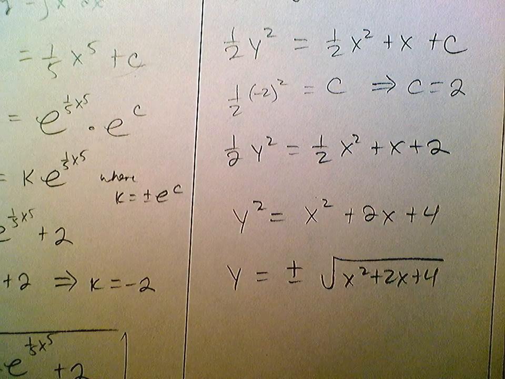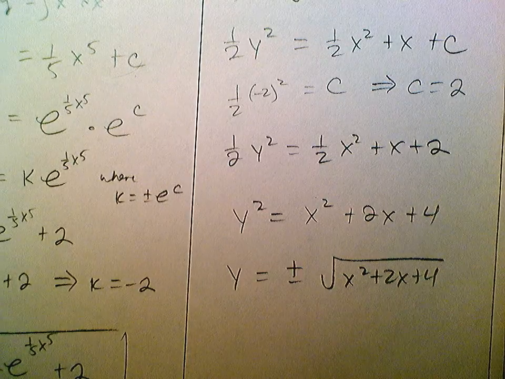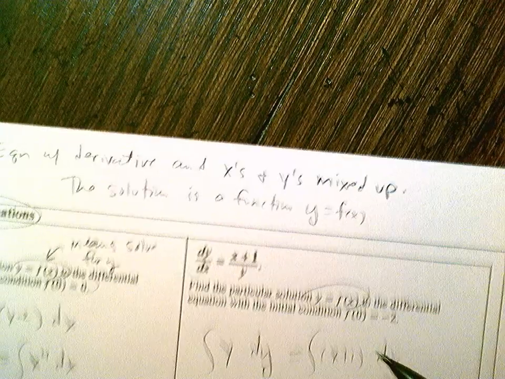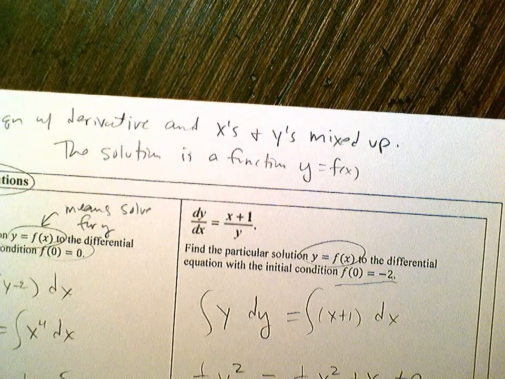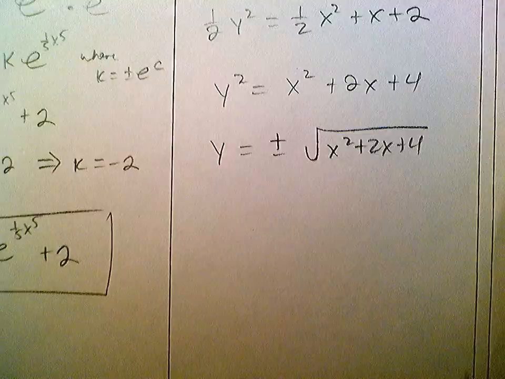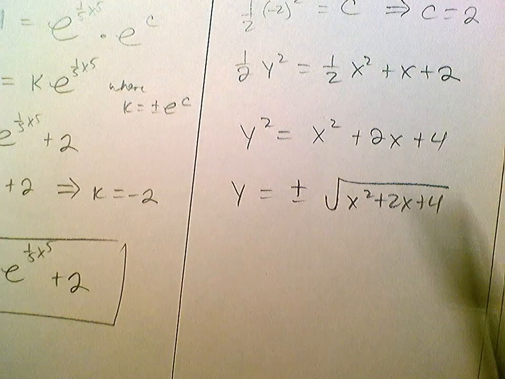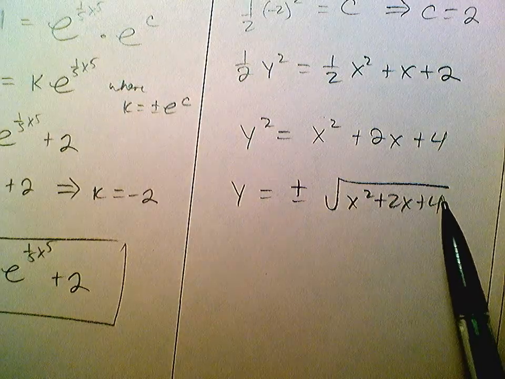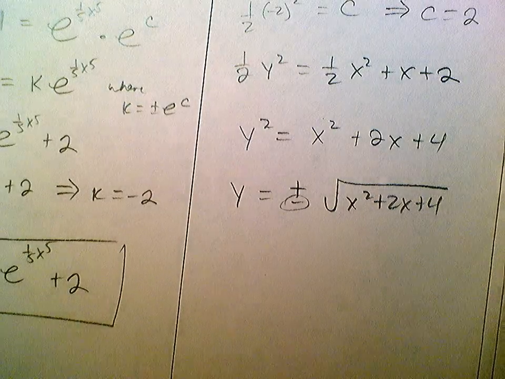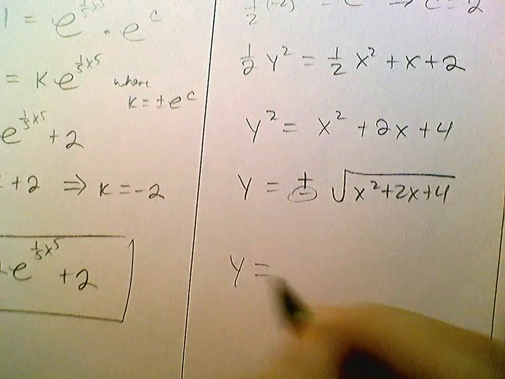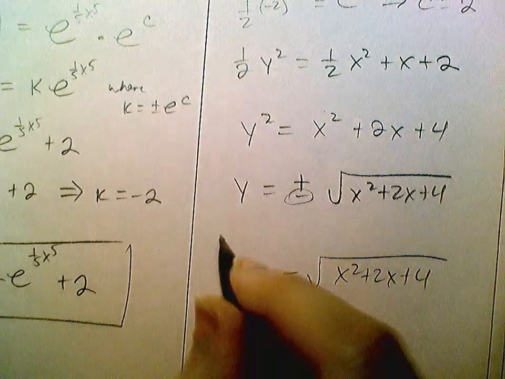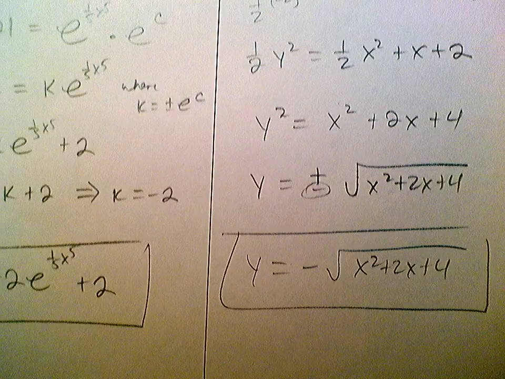But the question is it the plus or the minus? Well, that's when you look at the initial condition. Guys, the initial condition said that f of 0 was -2. All right? So if I plug 0 in here, I get radical 4. Radical 4 is 2. I want it to be -2, so it's got to be the negative one. So y is equal to negative radical x squared plus 2x plus 4.